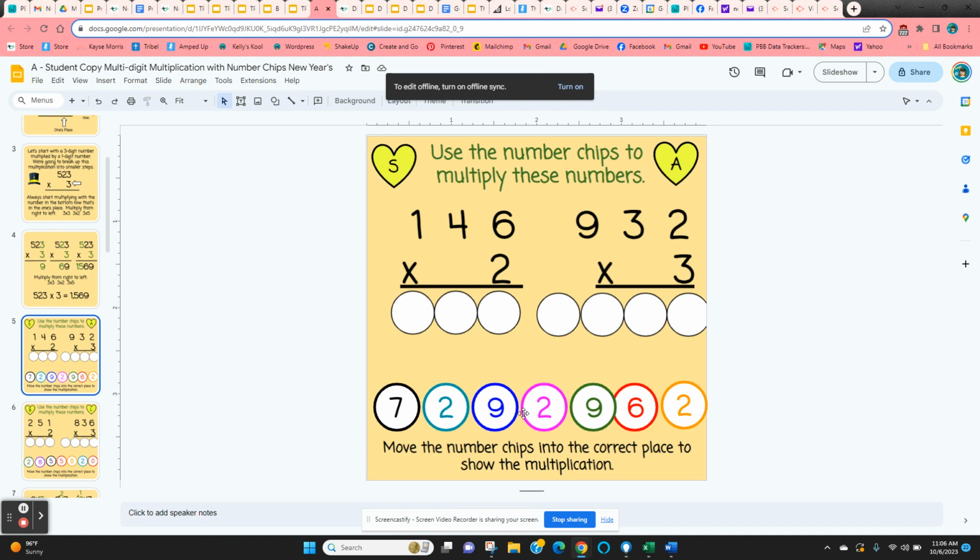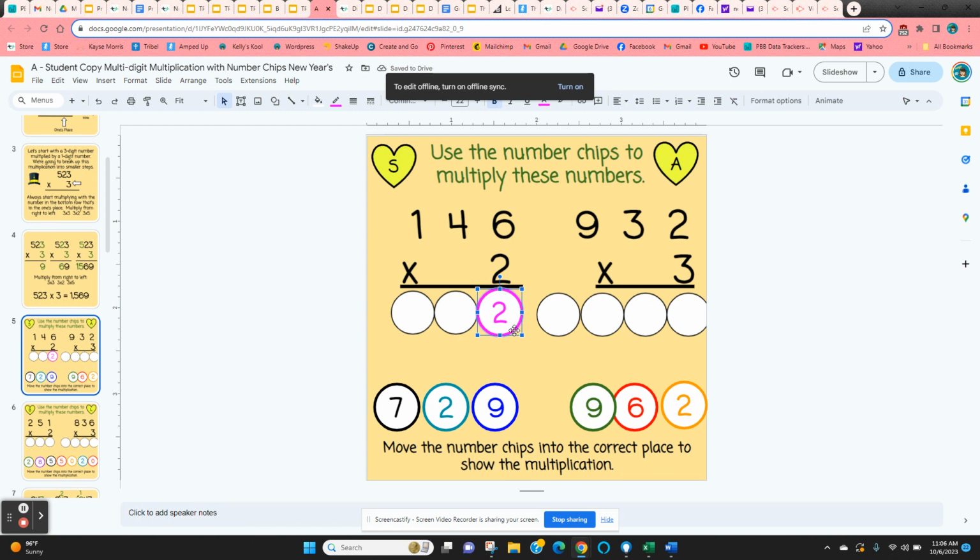The students are going to start on slide 5. So they've got these number chips, and they have every number they need on every slide. So they have to place them in one of the circles. And so we've got two problems here. So we're going to start by clicking and holding on the edge. So 6 times 2 would be 12. Click and hold on the 2 right on the edge, and you can move it into place.